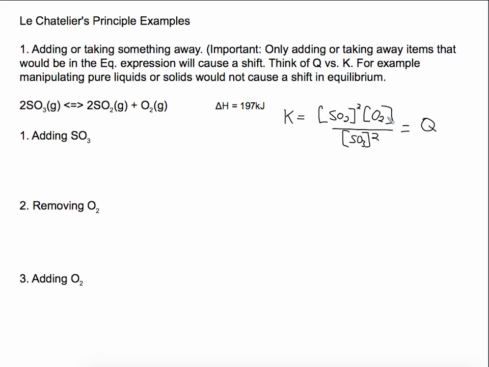All right, and if Q does not equal K, the reaction is going to shift one way or another so that they're equal. You don't always have to write this out, but you have to be able to think about it. Basically, if we add SO3, so we're adding stuff to the left side of the equation, the reaction is going to shift to the right to get it back to equilibrium. Because if we add more SO3, it has to reduce that, and so it's going to go to the right.